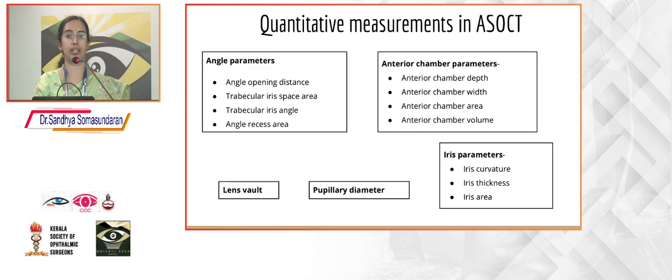There are various quantitative measurements in ASOCT: angle parameters, anterior chamber parameters, iris parameters, pupillary diameter, and lens vault. Angle parameters are angle opening distance, trabecular iris space area, trabecular iris angle, and angle recess area. Actually, these angle parameters are not used nowadays. Among the quantitative measures, the anterior chamber parameters, iris parameters, pupillary diameter and lens vault are important, and among them lens vault is the most important parameter used nowadays.